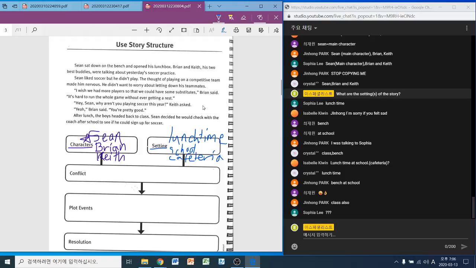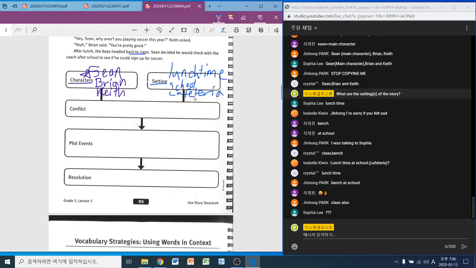Okay, Jinhong says class also, so here they headed back to class. Yes, you're right, but that's not a very important part of the story. Nothing really happens in class. That's something a little bit extra. The biggest thing is here, the bench, and we know it's lunchtime, right? Here we have some clues. We're back to class, so we know where they are.